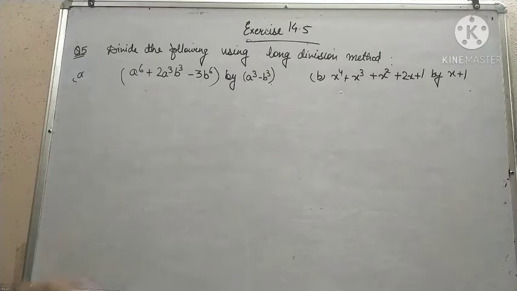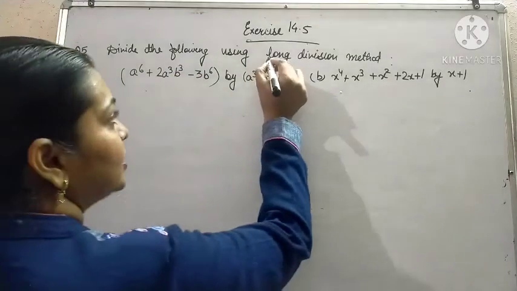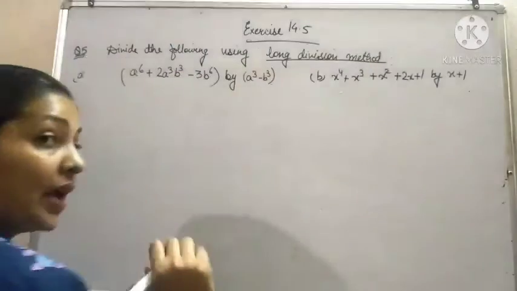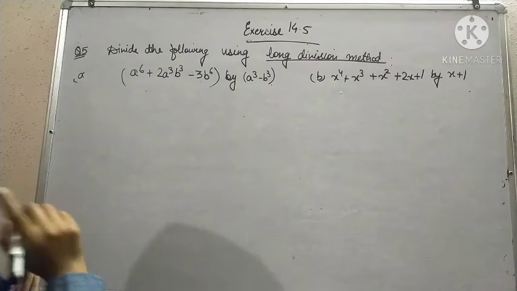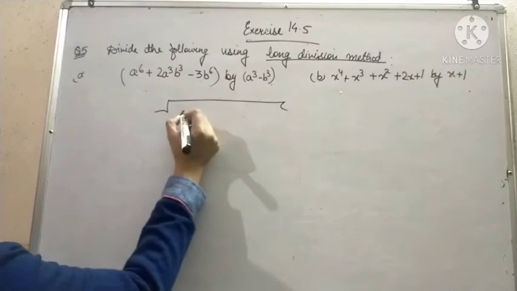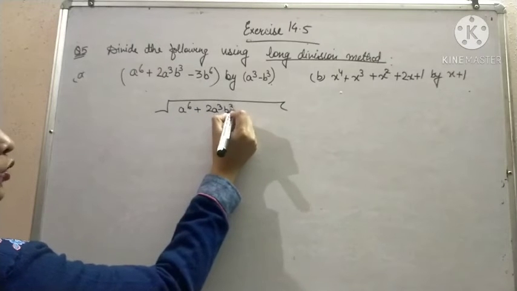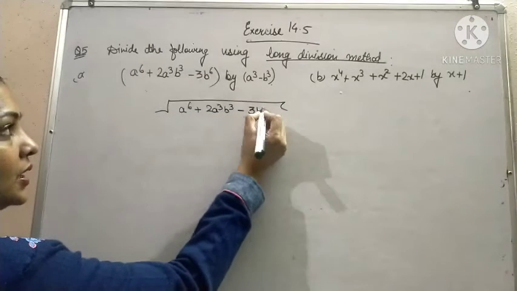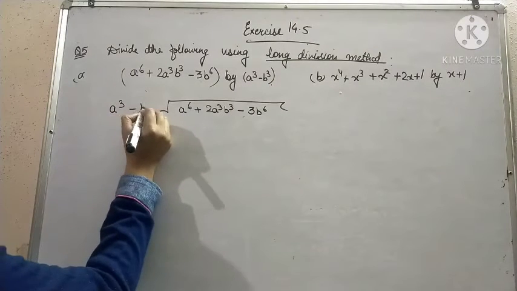Question number 5: divide the following using the long division method. This long division method is very important, so try to understand it very carefully. Now see, we have to divide. This is our dividend, a raised to the power 6 plus 2a cube b cube minus 3b^6, and this is our divisor, a cube minus b cube.